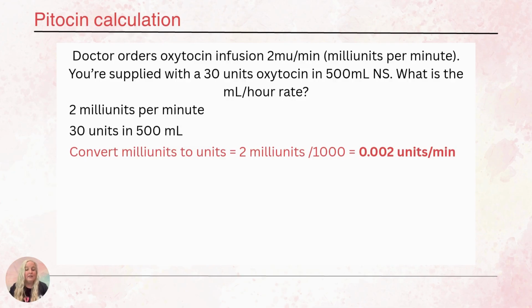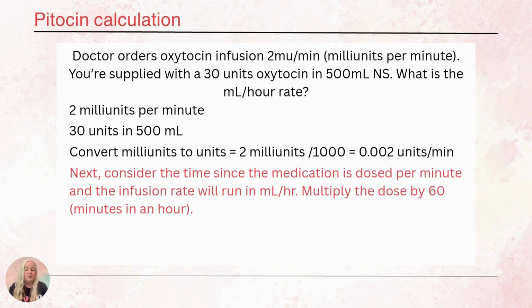So when we convert this, we take 2 milliunits divided by 1,000, and we find that we want to give 0.002 units per minute. Now, since we want to run our infusion in milliliters per hour, we also need to be mindful of the time since this is currently dosed in minutes. So we need to also multiply our dose by 60 because there's 60 minutes in an hour.